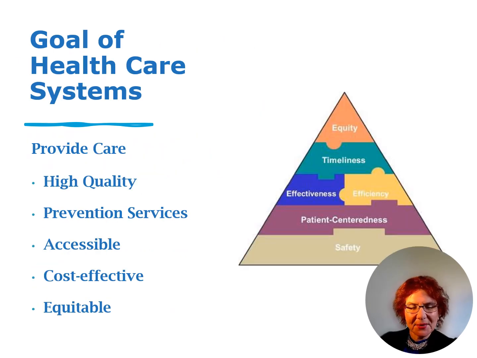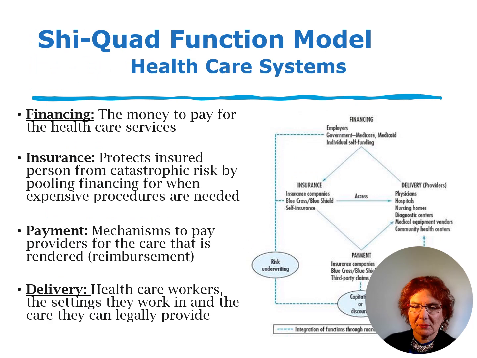When we talk about a healthcare system providing care, the goal is to provide care that's of high quality, to provide prevention services, to make sure that everyone has access to that care, that it's cost effective, and that it's equitable. And what you see here is the quality triangle from the Institute of Medicine, which we'll be talking more about later, which talks about these 6 components of quality in healthcare.